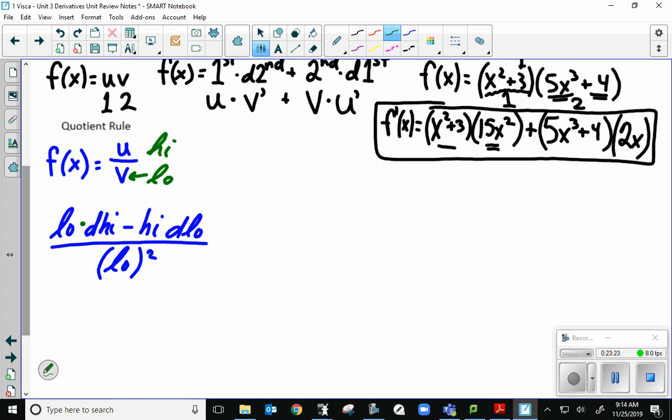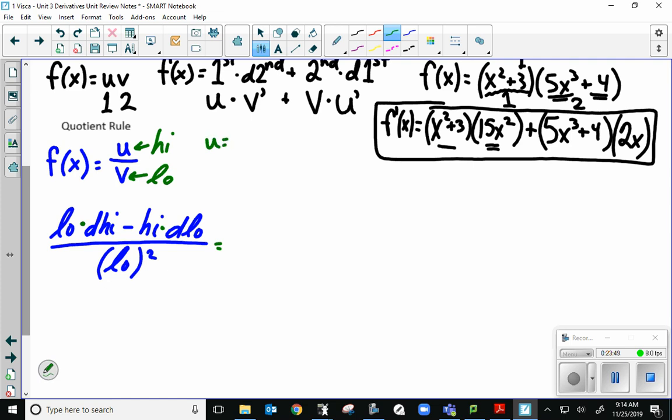My high is the numerator, okay? Minus high, just as it is, times the derivative of the lower one, which is my denominator. I mean, literally, my fraction is high is the numerator, low is the denominator. I draw a line and I square the entire denominator. I square below.